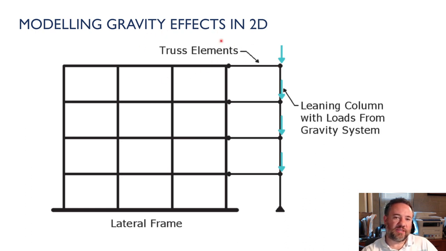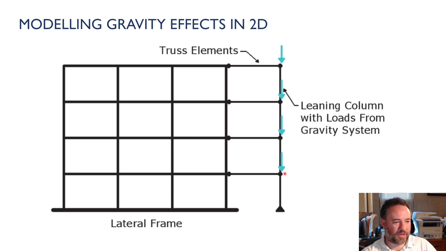Or I could implement it also as truss elements. Here it's saying you could use rigid truss elements to connect this to this. Then probably you still also have some kind of rigid diaphragm anyway. So I typically just use a rigid diaphragm for the whole floor, including the leaning column. Okay, so that's it.